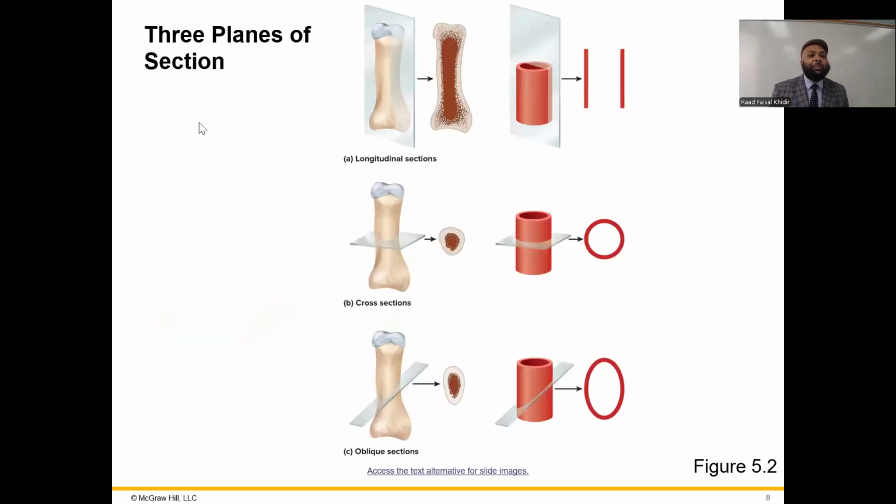So look at the 3 planes of section. There's a longitudinal section. Now you see the structure of the bone and the structure of the blood vessel by cutting it longitudinally. You can cut it also with a cross section. And in a cross section, you see the diameters are almost equal, the width and the length. But oblique sections will give you more long than wide sections.